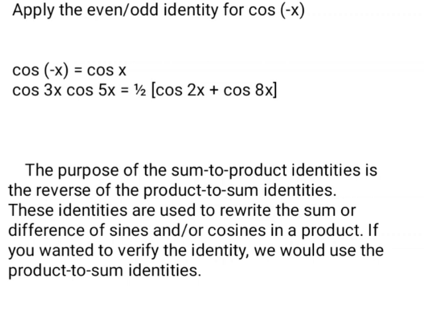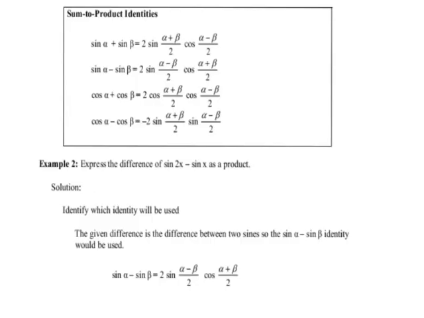The purpose of the sum to product identities is to reverse the product to sum identities. These identities are used to rewrite the sum or difference of sines and or cosines as a product. If you wanted to verify an identity, we would use the product to sum identities. So, the sum to product identities: sin A plus sin beta is equal to 2 sin of A plus beta over 2 cosine of A minus beta over 2.